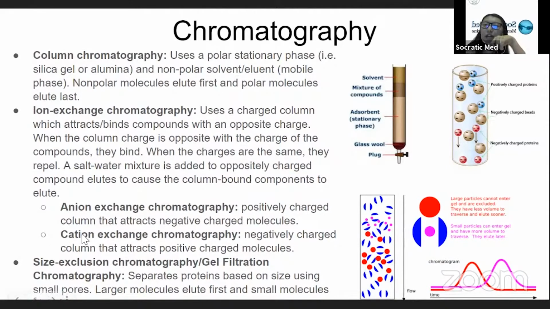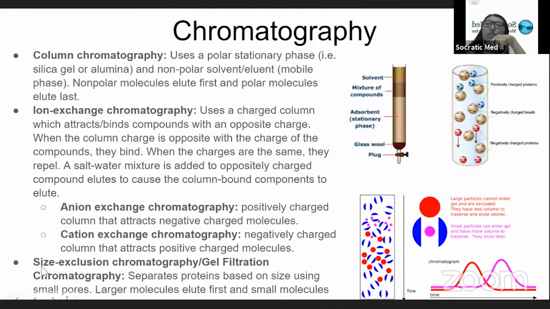And then for cation exchange chromatography, we have a negatively charged column that attracts positively charged molecules. And so cation is associated with the positively charged molecules. And in this example in particular, we actually have a cation exchange chromatography going on, because these positive charges are being stuck to the negatively charged column.